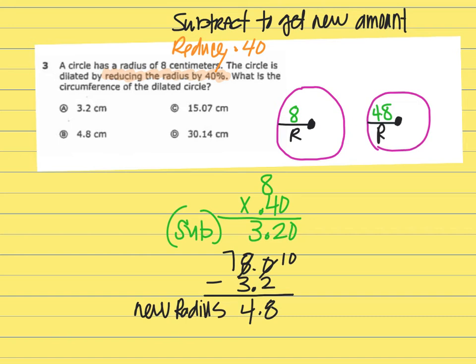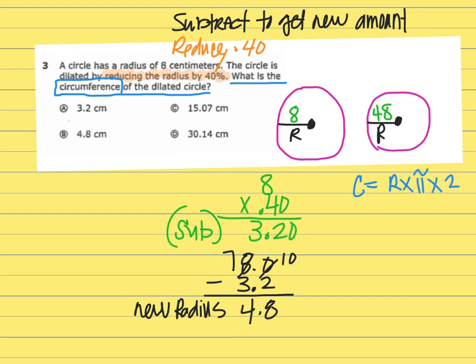Okay, now I can read the last sentence. What is the circumference of the dilated circle? So this is the really, really important thing. If you do not read the entire question, you end up missing this. What is the circumference of the dilated circle? And circumference, the way you find circumference is you do radius times pi times 2.